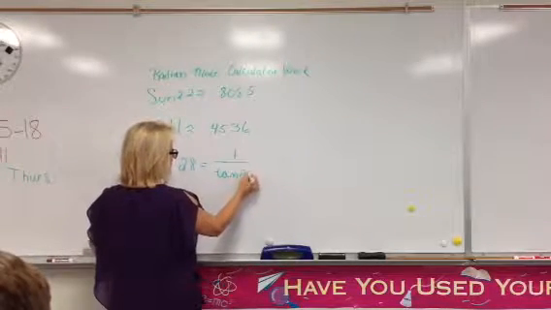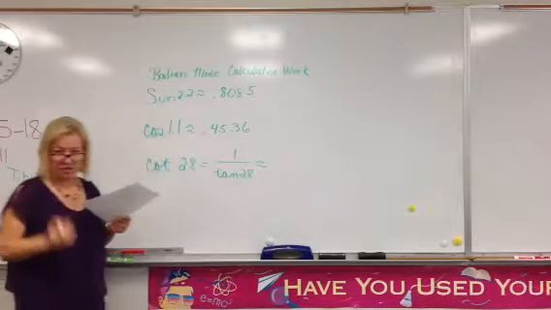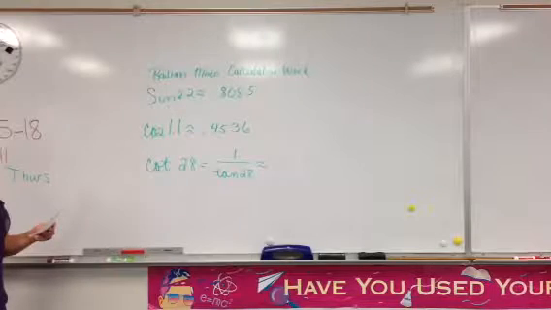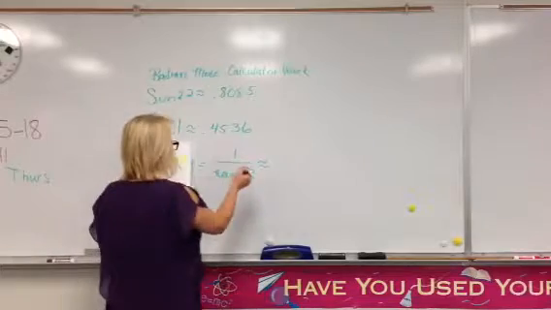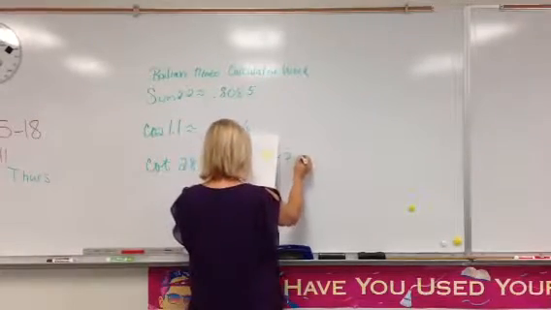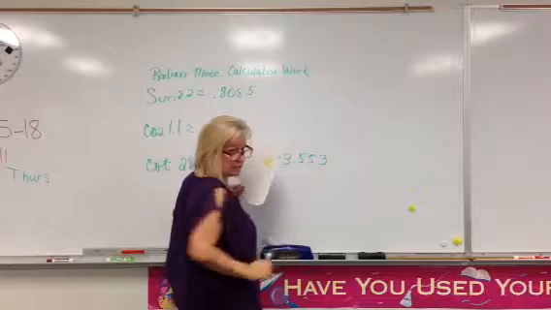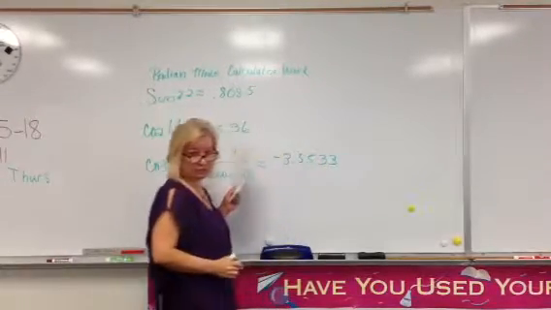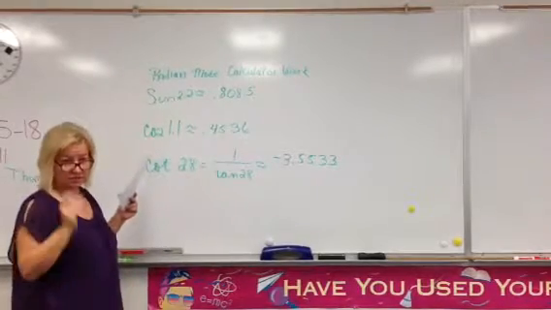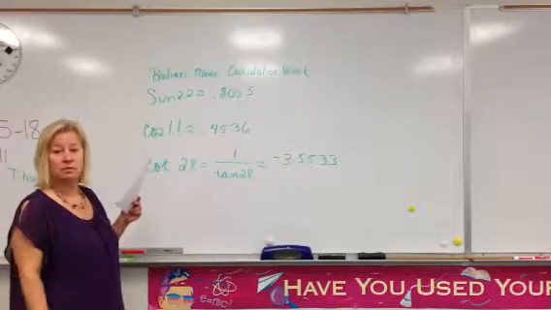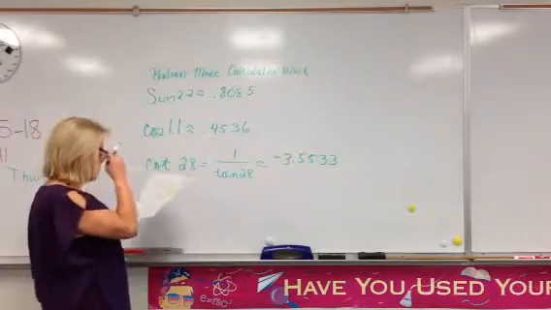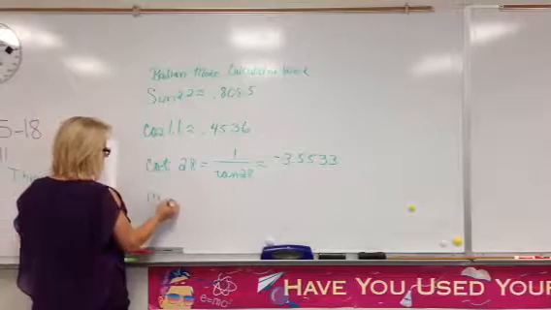28 on the calculators. Negative 3.553. Sure. Okay, confirmation. Rounding looks good. Is it going okay? Okay, and if you want to do cosecant, what do you think you have to do?